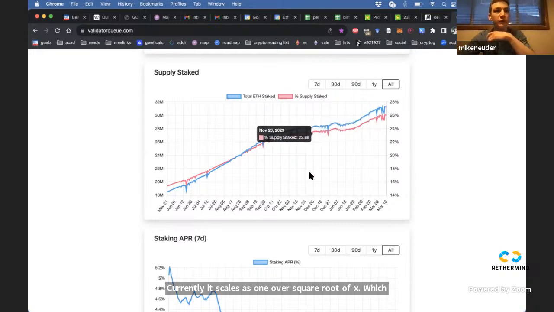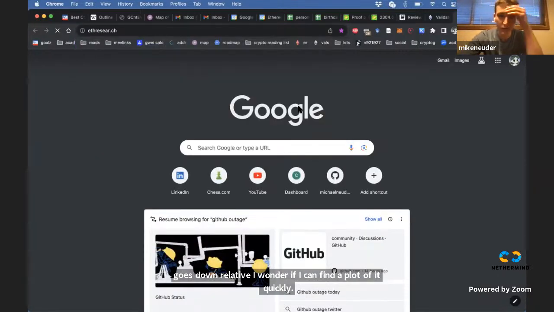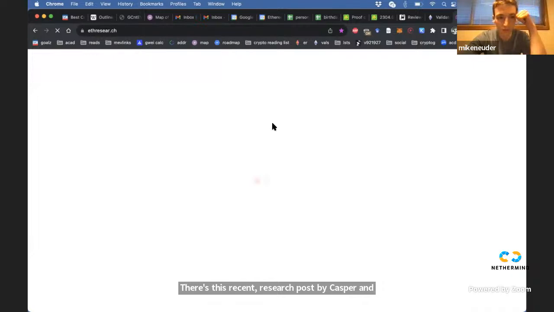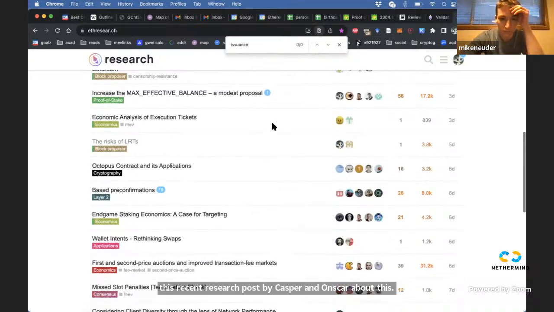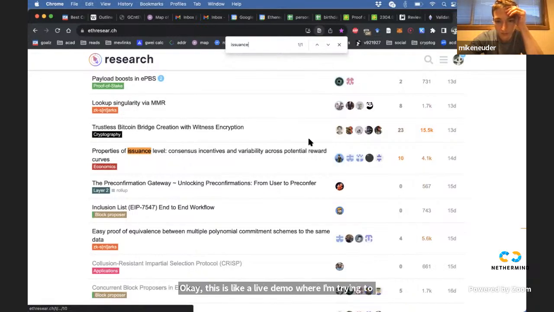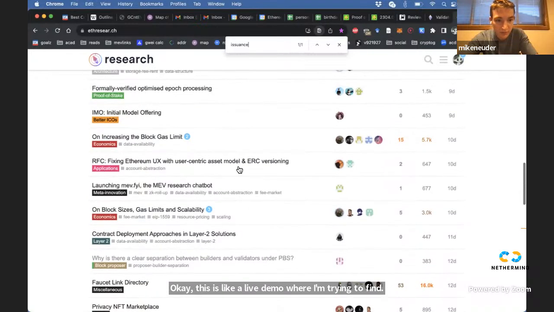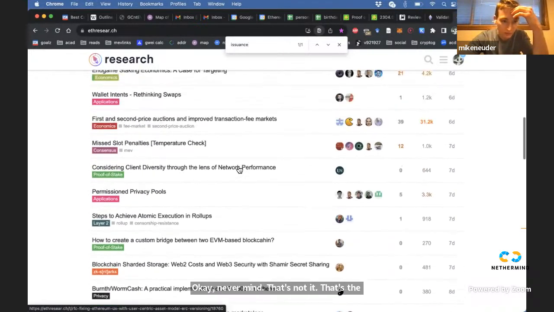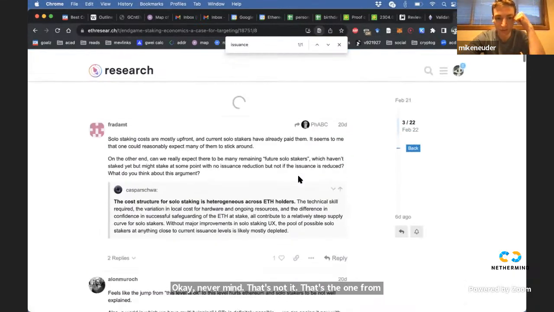I wonder if I can find a plot of it quickly. There's this recent ETH research post by Casper and Ansgar about this. Issuance. Okay, this is like a live demo where I'm trying to find it. Okay, never mind, that's not it. That's the one from Anders. Okay, yeah, here we go. Endgame staking economics. We found it. It worked.